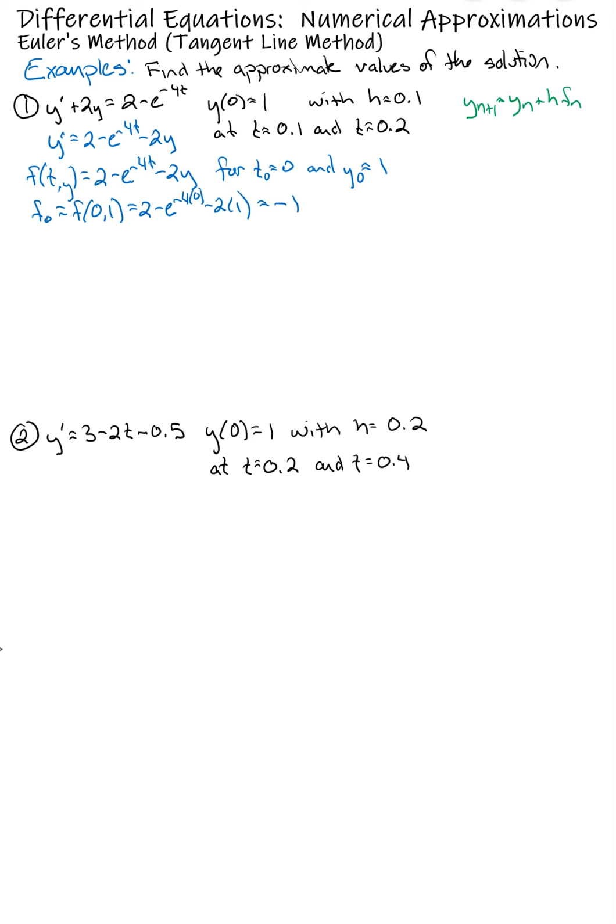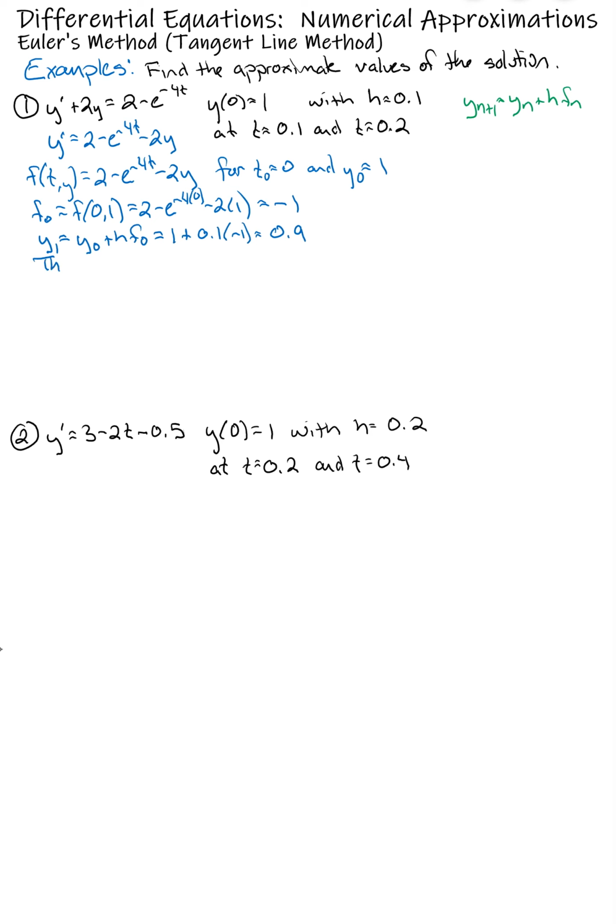So now I'm going to use my little formula for Euler's method to determine what is y1. Well, y1 would be y naught plus h times f naught. In this case, y naught is 1 plus h, which is 1/10, times f naught we just found, which is negative 1. That gives us, let's see, 9/10 there.